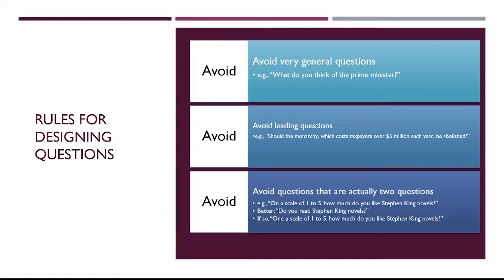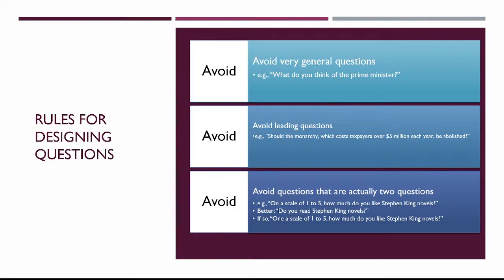Avoid leading questions. Should the monarchy, which costs taxpayers $5 million per year, be abolished, right? Do you think Justin Trudeau, who invited a Nazi to Parliament, should resign? Right? I'm kidding, I'm joking a little bit, but you don't want to lead people to an obvious answer. The city of Edmonton, which operates poor roads and is mostly potholes. What do you think about the roads here? Well, I think you've already told me what you want me to answer. So don't lead the question.